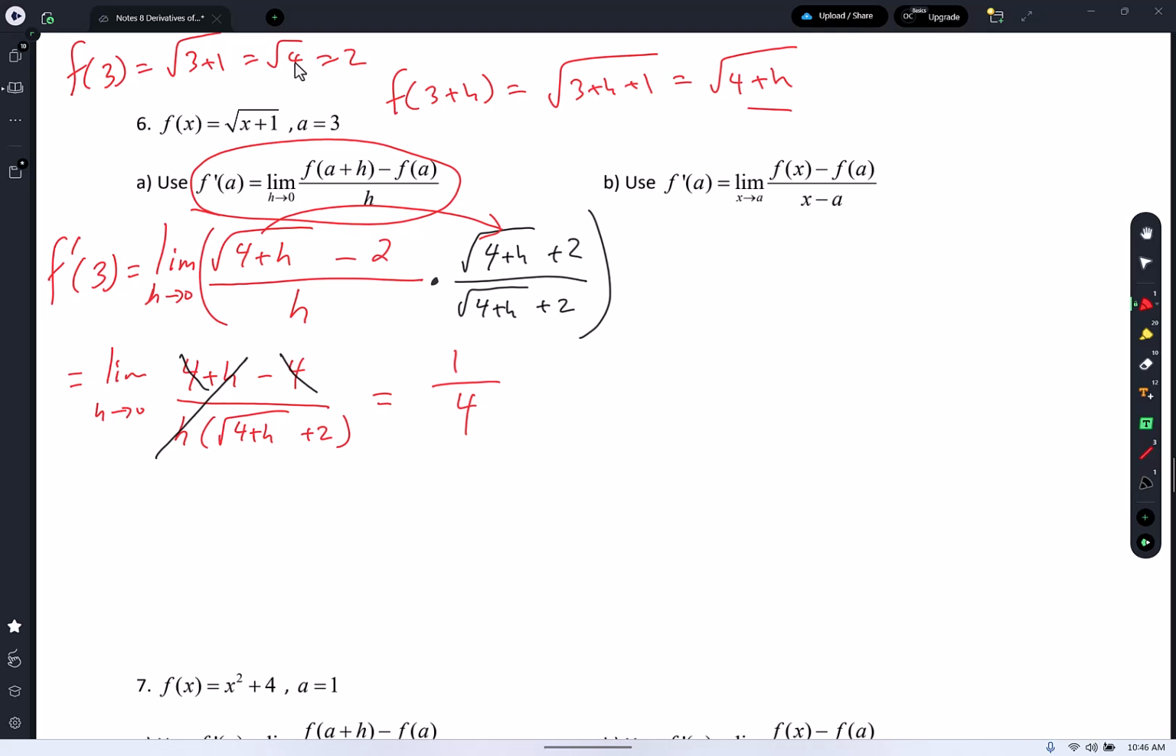Let's go ahead and do letter B, because these are notes. I just want you guys to see that you will get the same answer, and you guys get to choose. Well, sometimes you get to choose, sometimes you don't. So here we go. I'm gonna write it in black.